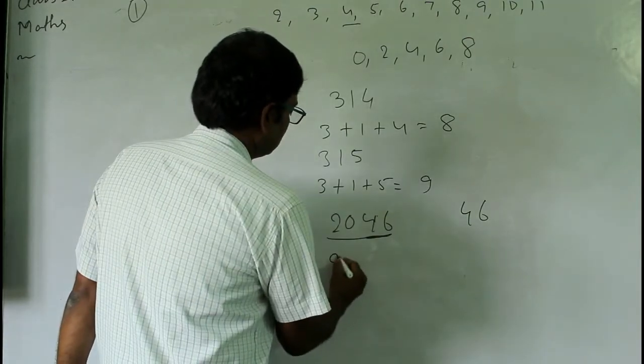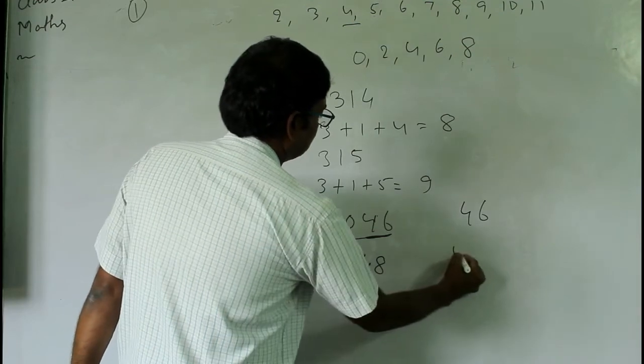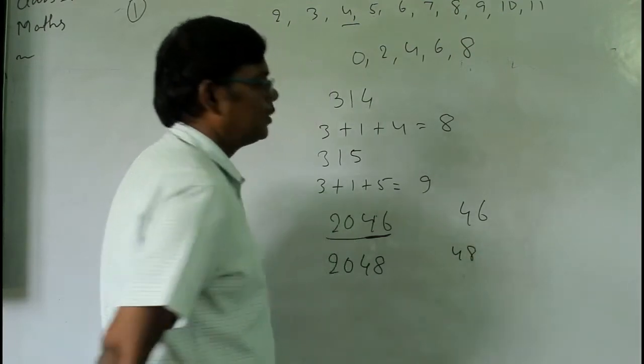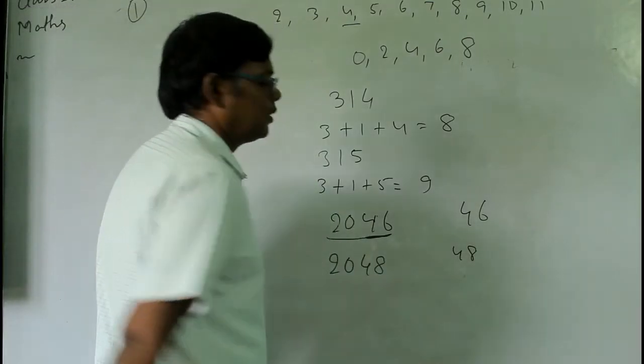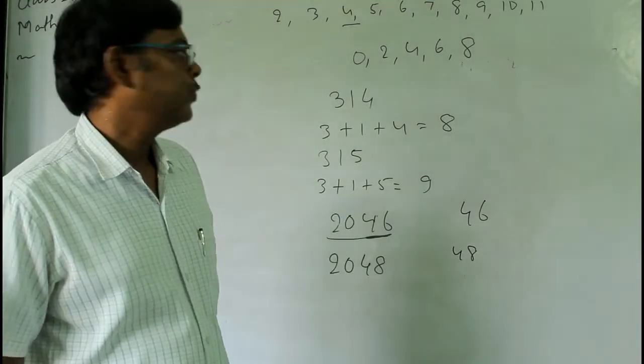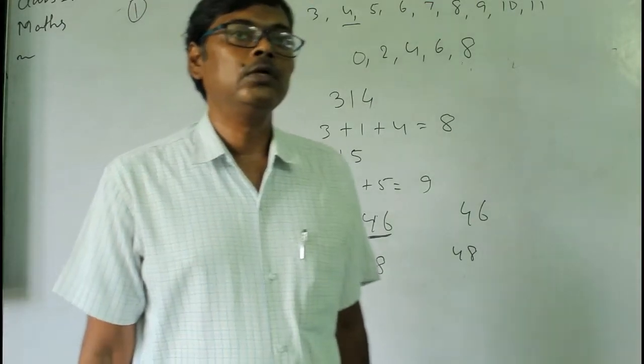Suppose the example is 2048. Now this is 48 here. So this 48 is divisible by 4, and therefore this number is divisible by 4. Okay, so this is the rule for the test of divisibility by 4.